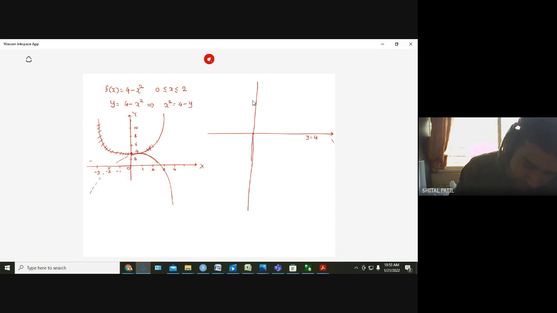Okay. So this is y equal to 4. So this is the point 0, 4. So we have this parabola. x equal to 2 here. x equal to 1 here. x equal to 0 here. This is the given function. Right? Then it is periodic. Therefore, if we try to draw it from x equal to 2 to x equal to 4, then it will be like this. Okay, so I'm not considering that part.